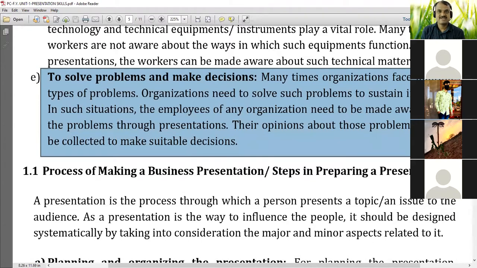For this discussion to happen, as I told you earlier, the way in which people face problems, in the same way organizations also face problems, and solving them is necessary for existence, maybe for that particular human being or maybe for that particular organization. Problem solving is necessary, and those problems can be solved on the basis of discussion only.